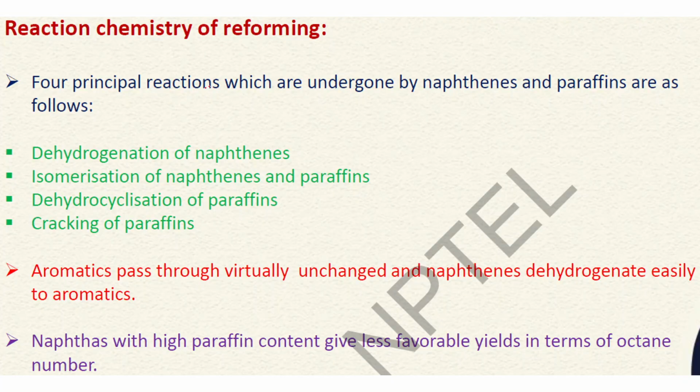Coming on to the reaction chemistry of reforming, there are four principal reactions involved, the first being dehydrogenation of naphthenes. Hydrogen is removed from the naphthene structure to convert them to aromatics. Then isomerization of naphthenes and paraffins takes place to form isoparaffins.